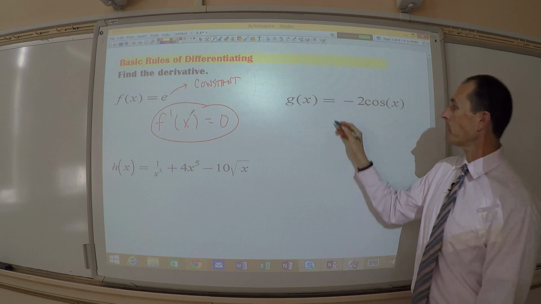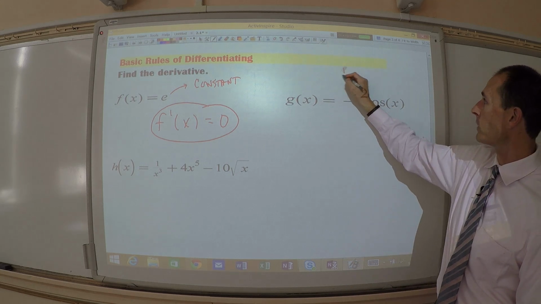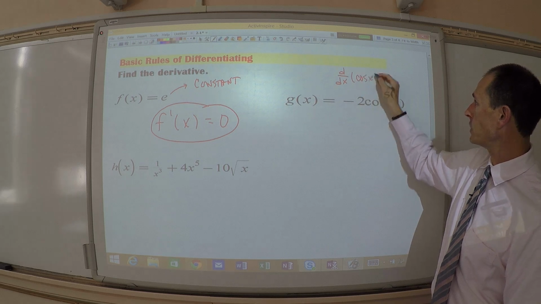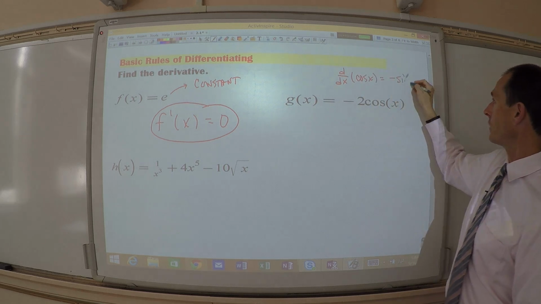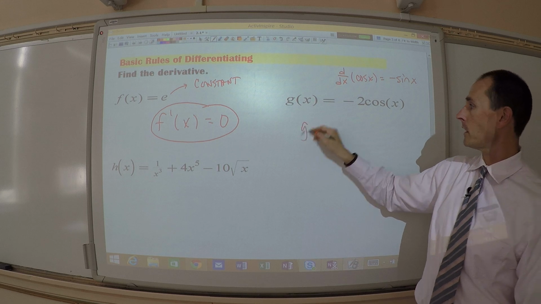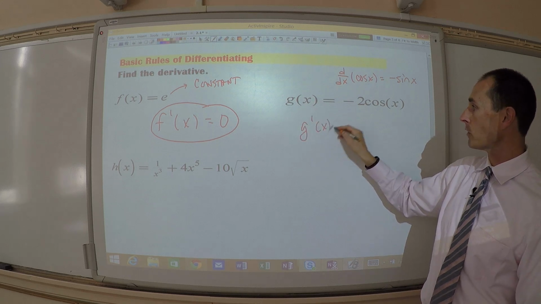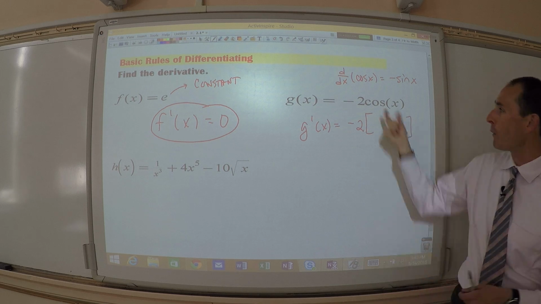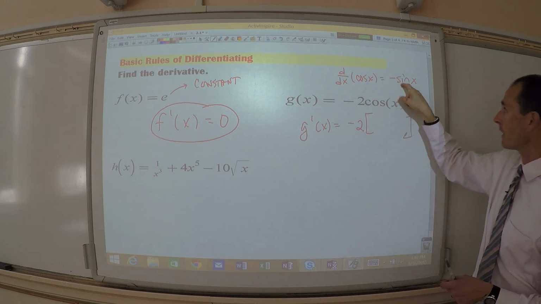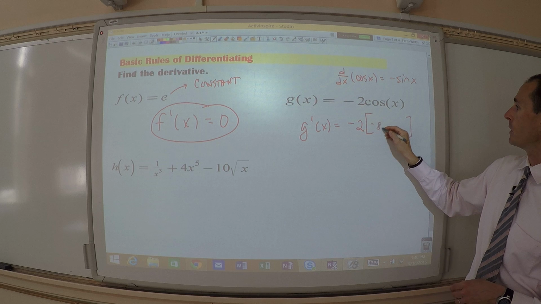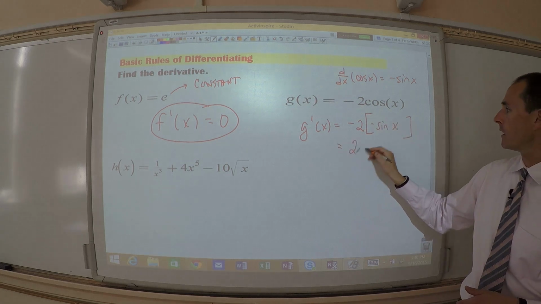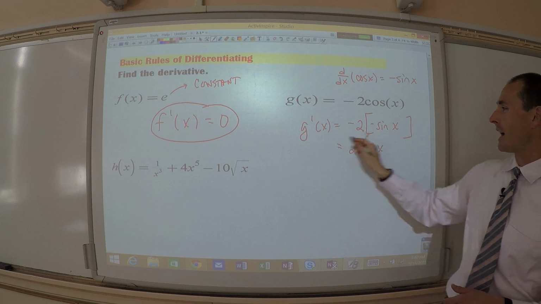The second problem deals with a trig function. So we have to know, on a standalone basis, the derivative of the cosine function is negative sine. All we're doing here is executing the constant rule, the idea that the negative 2 can just hang out for a little bit while we derive cosine. Knowing that, we just put negative sine there. So we're going to clean that up a little bit. Final derivative, 2 sine x.